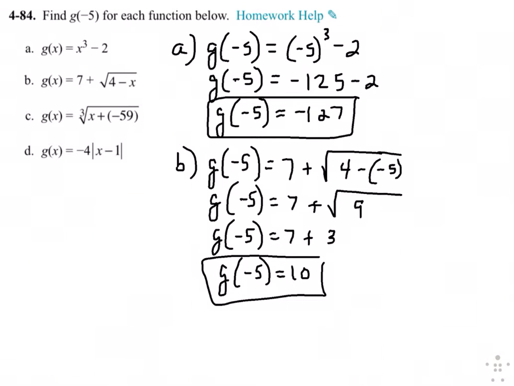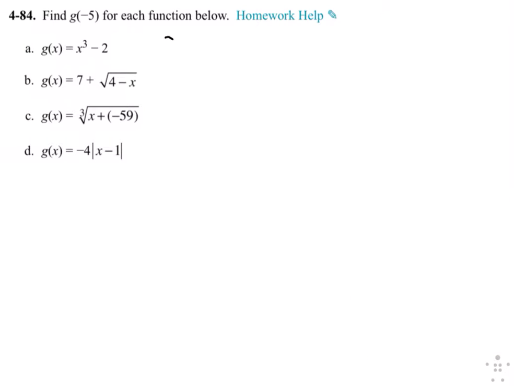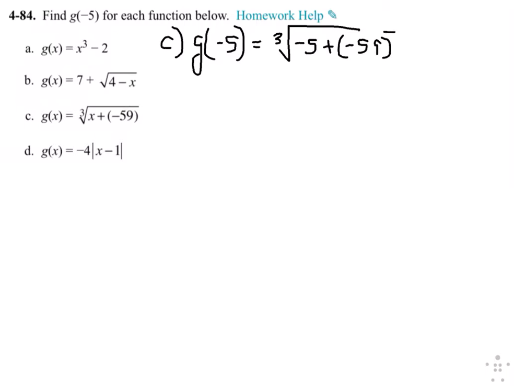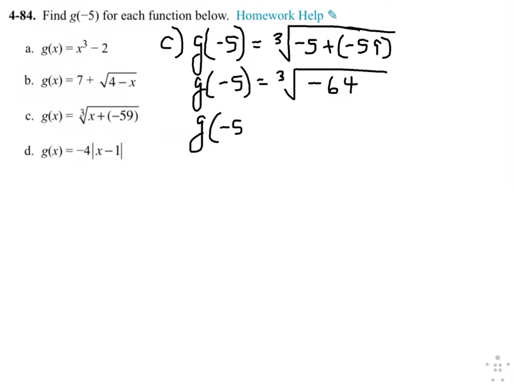Okay, for C, let's make some space. So C, we have g of negative 5 equals the cubed root of negative 5 plus negative 59, right? So g of negative 5 equals the cubed root of negative 64, right? So g of negative 5 equals negative 4, right? Because negative 4 times negative 4 is 16, times negative 4 is negative 64.